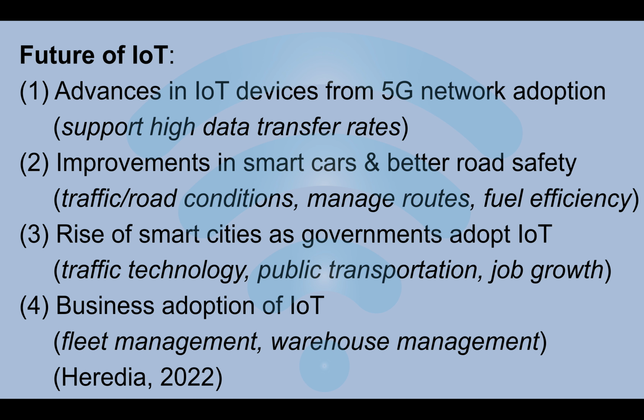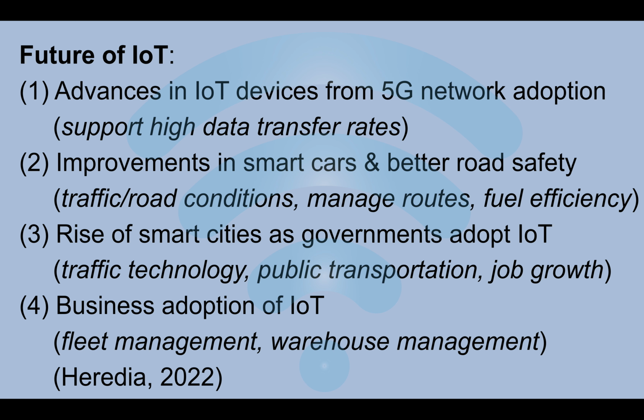Here's a bunch of things where the future of IoT, how it's going to be growing. First is advances in IoT devices from the 5G network adoption. So as 5G networks are increasingly adopted, it's going to support higher and higher data transfer rates, which will make IoT connectivity and interoperability higher and better. Two, improvements in smart cars and better road safety. So traffic and road conditions can be better communicated. You can manage routes if you're being driven or navigating through a city. And for all those reasons, your fuel efficiency for your vehicles can be better.